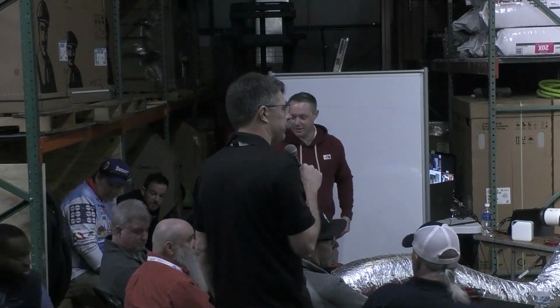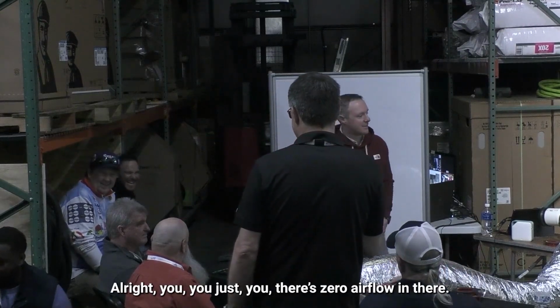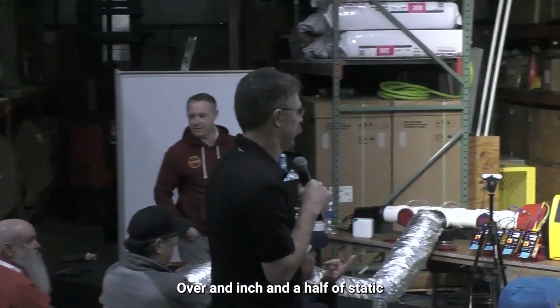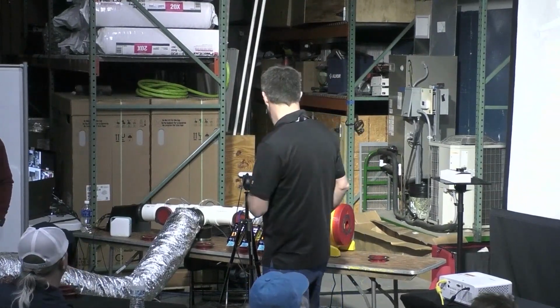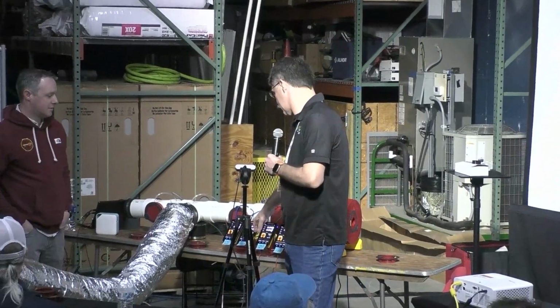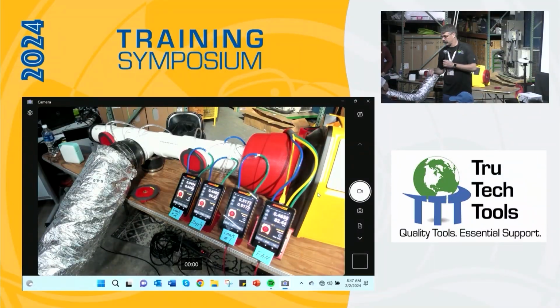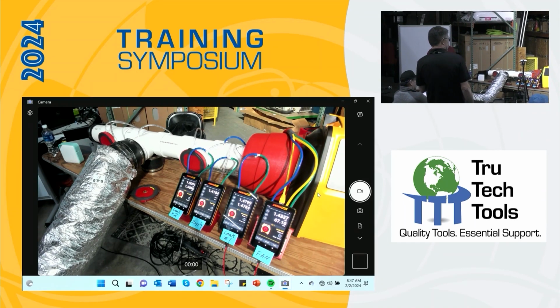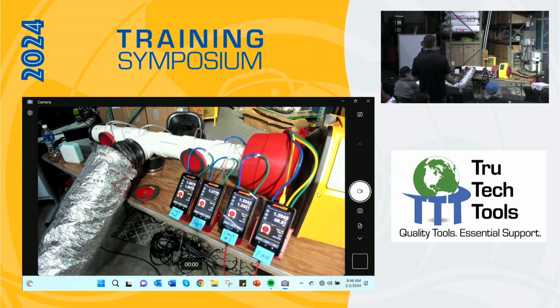You've killed the airflow through that duct. So we're looking at about 58 CFM right now and about 0.45 static. And then when you smash that duct with your knee, right? So that's full pressure with a knee on it. We just killed the static, and we see a dramatic increase in that static, and basically no airflow that we can measure through that duct anymore.